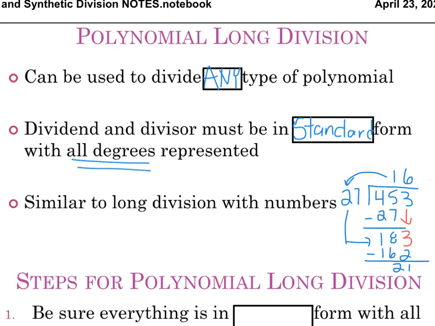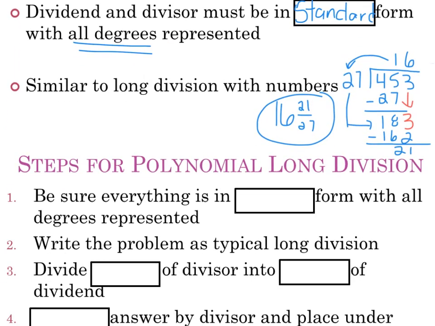So how do we write this as an answer? 27 went into 453 16 times with a remainder of 21. So we write that as 21 over the 27. So 16 and 21/27 would be the answer to that. And when we're dividing polynomials, it works pretty much the same way.